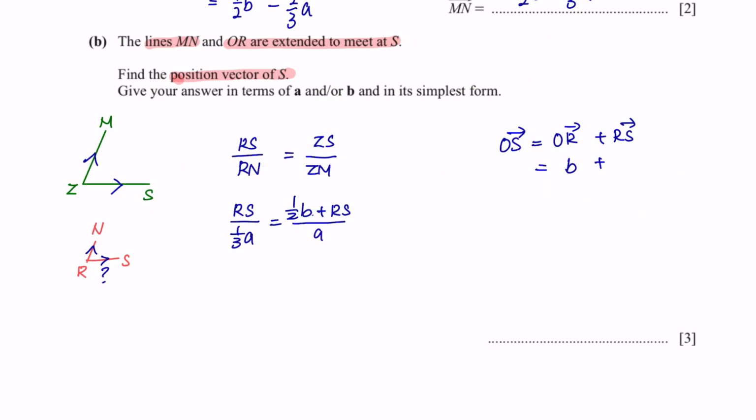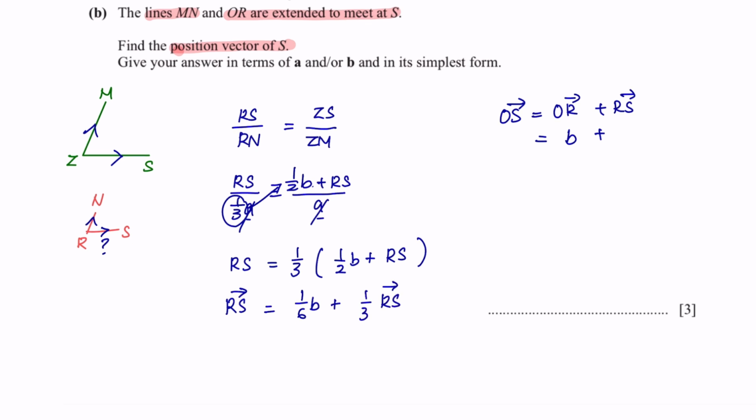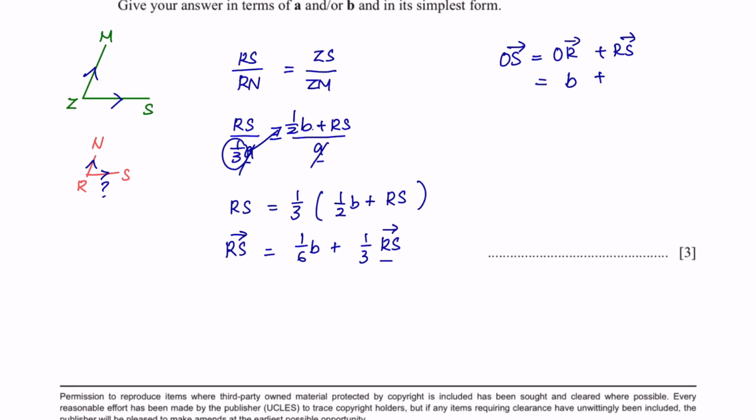Alright, from here onwards it's pretty simple. We're just going to solve it like how we solve a fraction. Since both the denominators have A, we can cancel them out and then cross multiply it, giving us RS equal to 1 over 3 bringing it to the other side. That would be 1 over 6B plus 1 over 3 R to S. We can group all R to S to one side, so bring R to S to this side. R to S minus 1 over 3 R to S, which would be 2 over 3 R to S.